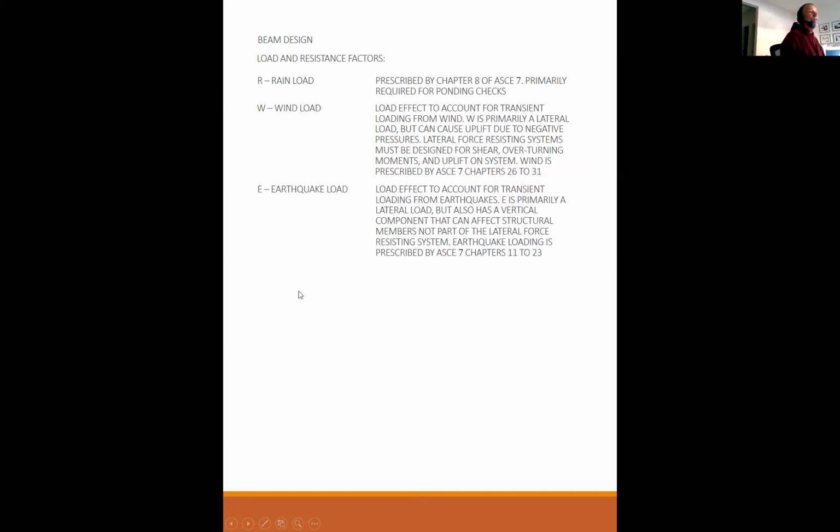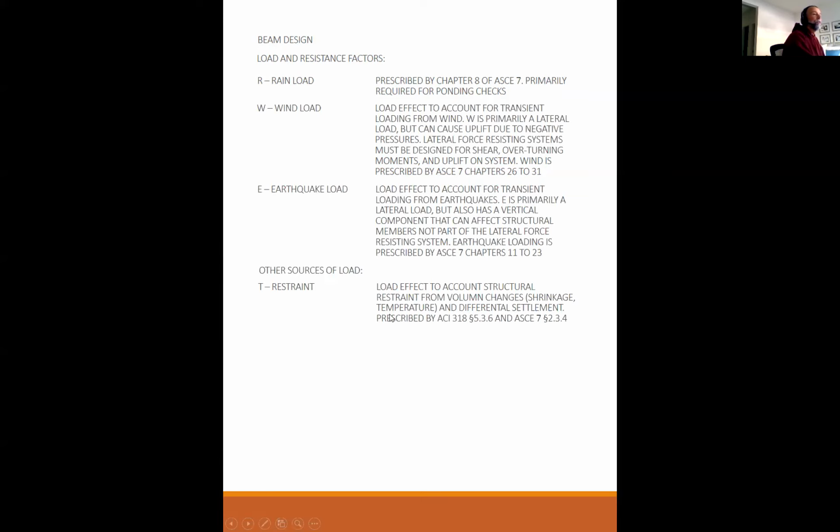E stands for earthquakes, something near and dear to all of us here in SoCal. It is the load effect to account for transient loading from earthquakes. E is primarily a lateral load, but also has a vertical component that can affect structural members not part of the lateral force resisting system. Earthquake loading is prescribed by ASCE 7, chapters 11 through 23.